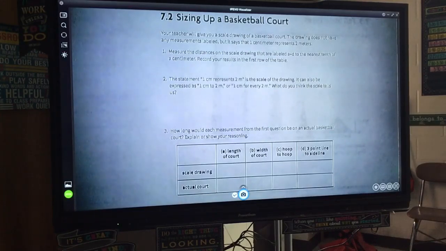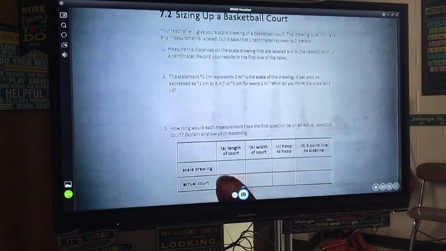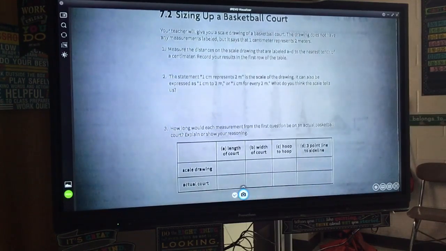Did it just give you a scale factor? Just making sure we all understand. It says measure the distances on the scale drawing that are labeled A to D, which you'll see once you get this, to the nearest tenth of a centimeter. Record your results in the first row of the table. Number 2 says the statement 1 centimeter represents 2 meters is the scale of the drawing. It can also be expressed as 1 centimeter to 2 meters, or 1 centimeter for every 2 meters. What do you think the scale tells us? So you and your partner have to answer that question.